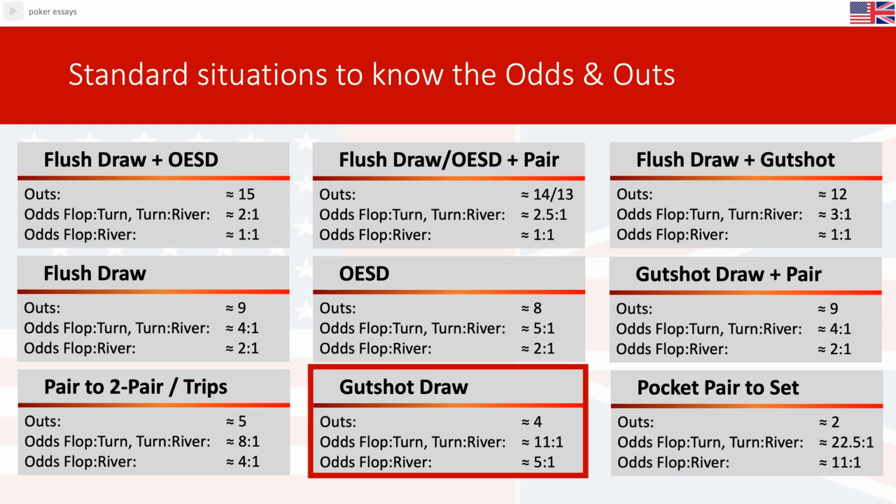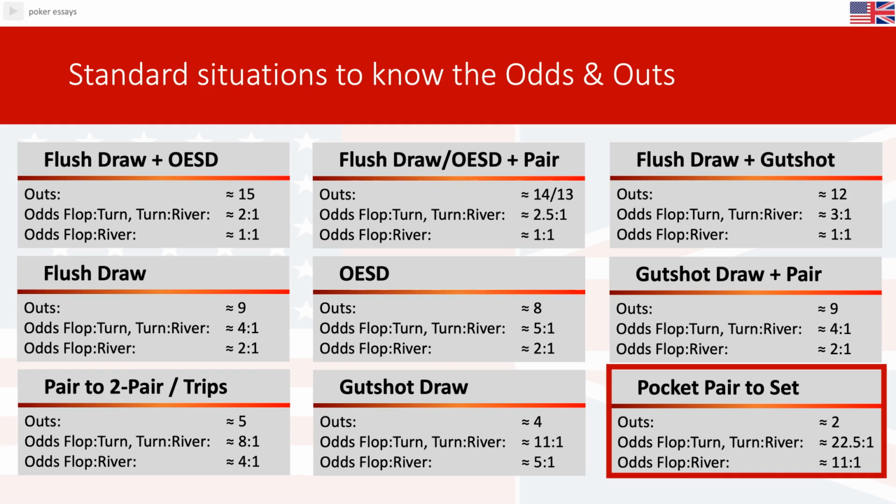flop to the turn or turn to the river of 11-1 and odds from the flop to the river of approximately 5-1. And last but not least, if you hold a pocket pair and draw to a set, you have 2 outs, which is odds from the flop to the turn or turn to the river of 22.5-1 and odds from the flop to the river of approximately 11-1.